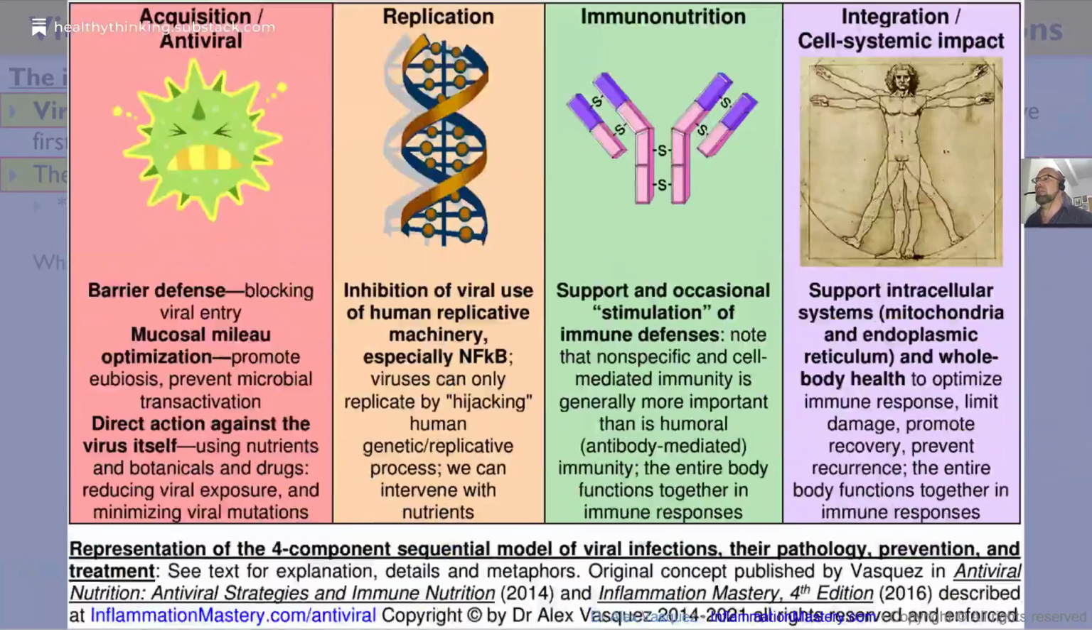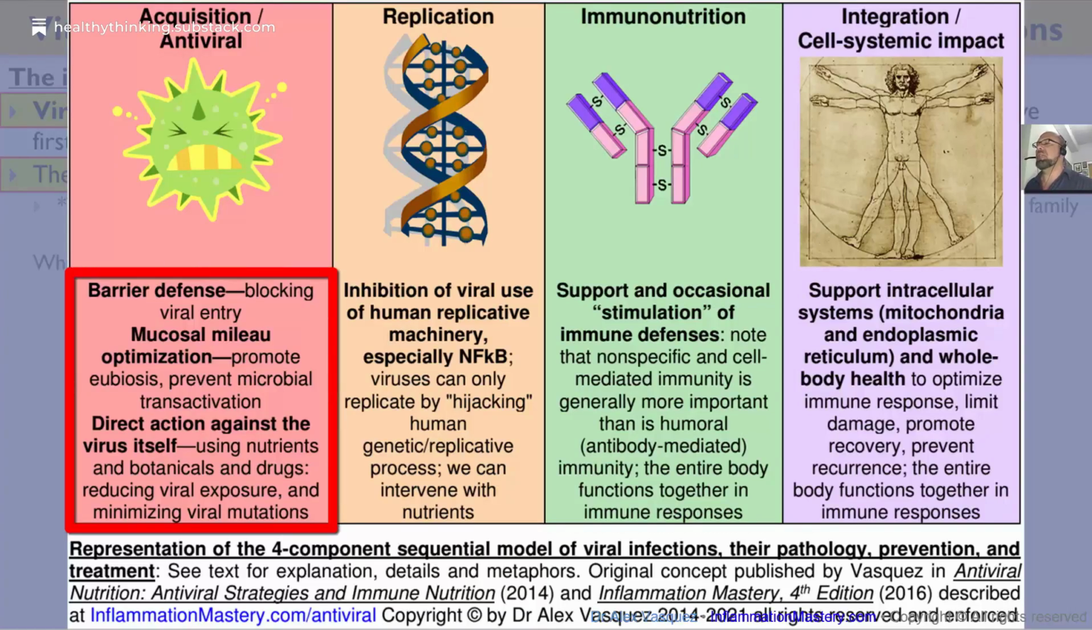And this is, again, highly relevant whether we're talking about viral infections that start with acquisition or penetration of the virus. So step number one is that the virus has to be able to penetrate into the body. It has to be able to pass the skin or pass the mucosal membrane. If we could stop the virus here, then we wouldn't have to be concerned about the other consequences of a viral infection, which are replication, immunonutrition, and the cellular and systemic impacts.